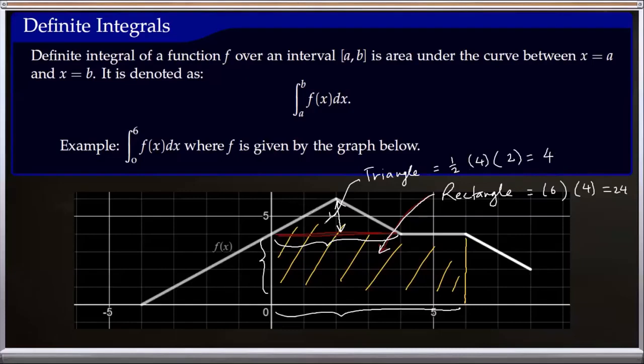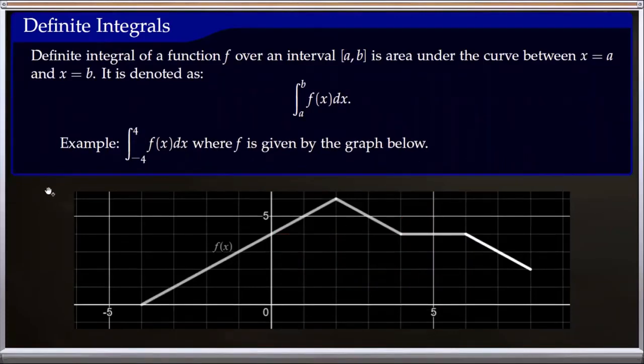So the area of this triangle is 4 and this whole rectangle is 24. So therefore, I can say this integral equals 4 plus 24, which is 28. So this is the value of the integral.